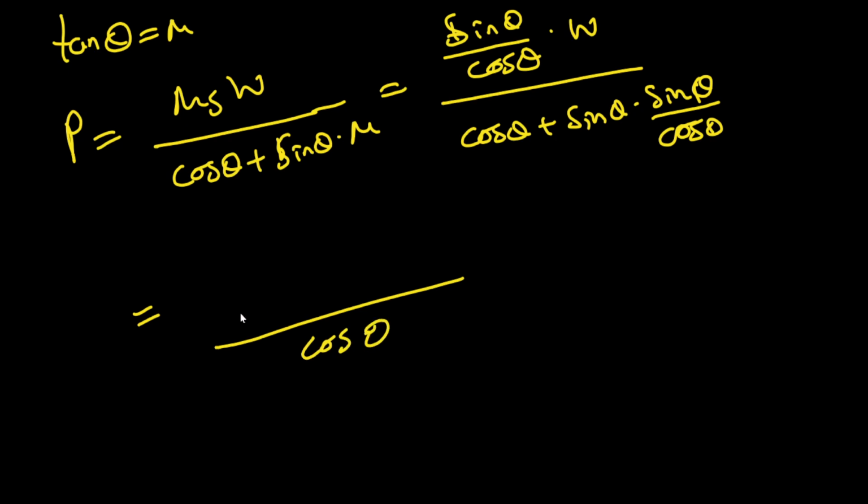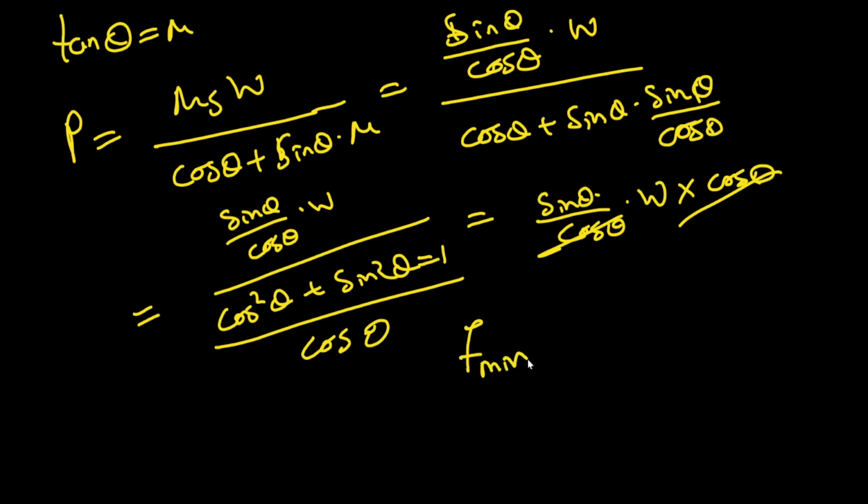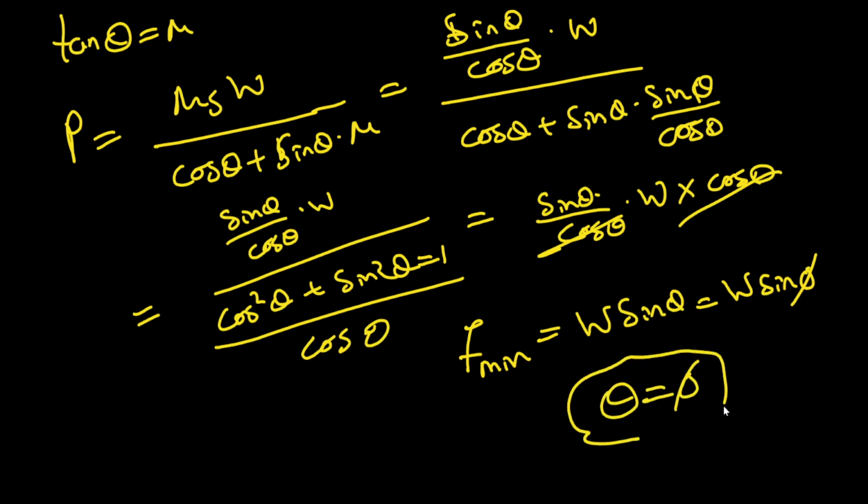It will be cos square theta plus sin square theta, which is equal to 1. In the denominator, you have sin theta by cos theta into W. So it will be equal to sin theta into cos theta into W in the numerator. This value is equal to 1, so it will be multiplied in the numerator, that is cos theta. So it will be cancelled out. So F minimum is equal to W sin theta, or we can say W sin phi, because theta is equal to phi. Getting my point?